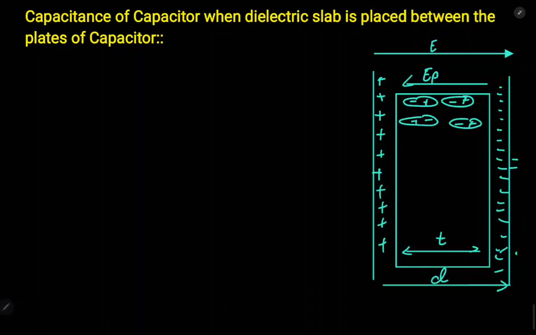The next most important derivation: capacitance of a capacitor when a dielectric slab is placed between the plates. Now this is a dielectric slab, and we know that whenever this dielectric slab is placed in the electric field, it gets polarized, and the electric field due to polarization is in this direction, opposite to the applied electric field. This is the applied electric field E naught, and this is the electric field that is developed within the thickness T. T is the thickness of the dielectric slab, and D is the distance between the parallel plates.